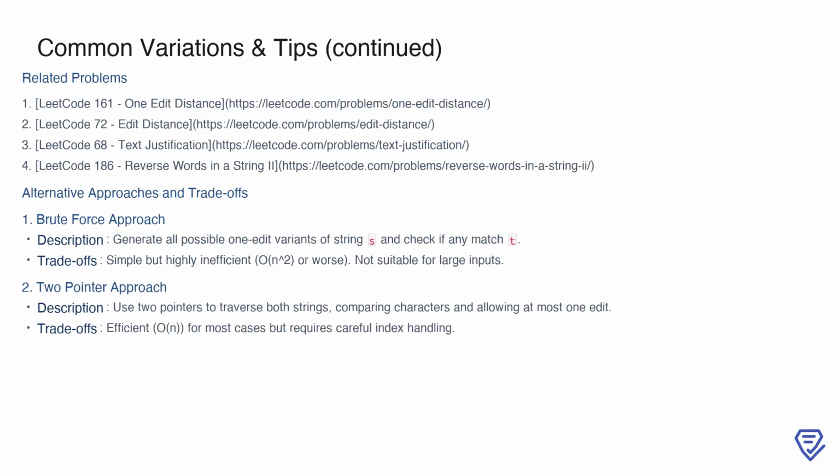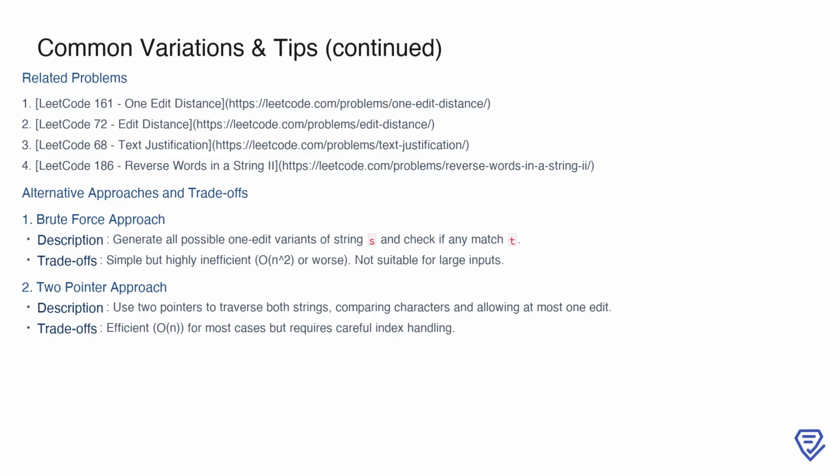The one edit distance problem is closely related to several other problems in LeetCode that you might find useful to study. For example, LeetCode 72, edit distance, is a generalization of this problem and involves finding the minimum number of edits to make two strings equal. Similarly, LeetCode 68, text justification, and LeetCode 186, reverse words in a string 2, involve string manipulation and can help you sharpen your skills in handling edge cases and optimizing solutions.